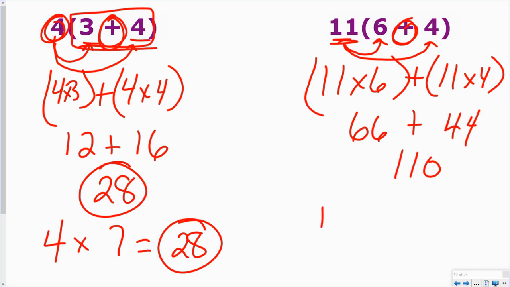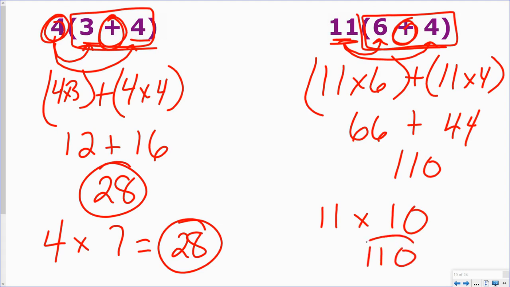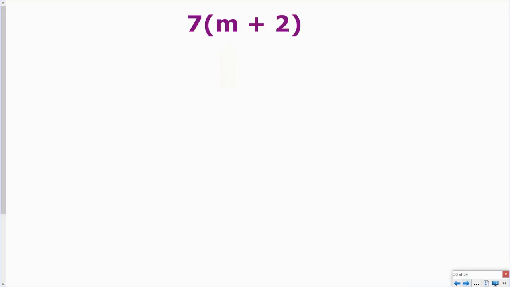So if I take a look here, 11 multiplied by what is inside the parentheses, which would be 10. 11 times 10 is 110. And so I have 110 here, 110 here. So again, I know that those two are equivalent expressions.